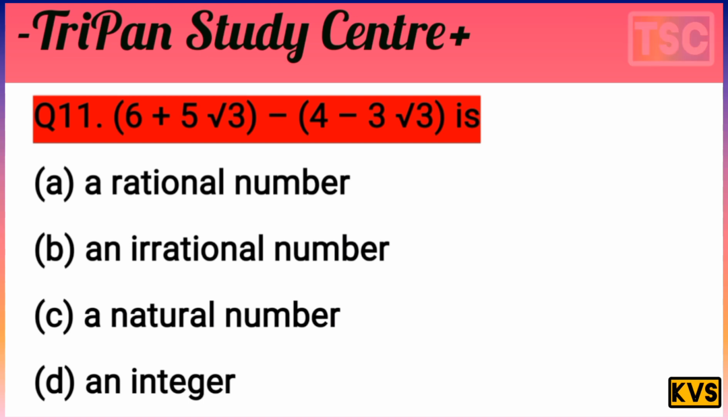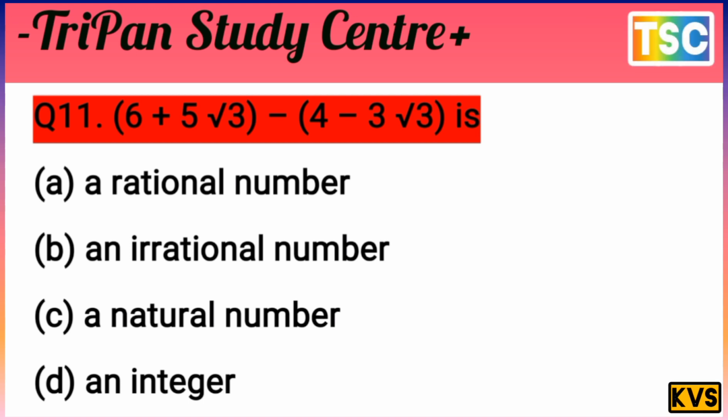The question is (6 + 5√3) − (4 − 3√3). The options are: A, a rational number; B, an irrational number; C, a natural number; D, an integer. That's important here. Take your notebook and calculate.